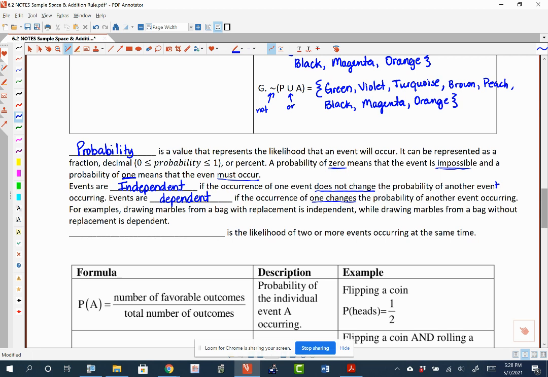So if I drew out a blue marble and I keep it, then my probability has changed for drawing another blue or red out of my bag the next time. So independent doesn't change the probability of the next event occurring, but dependent does. So one last thing, and then we'll look at some examples. We have what's called joint probability. Joint probability is the likelihood of 2 or more events occurring at the same time. So if we have a joint probability, what's the likelihood that they're both going to happen?